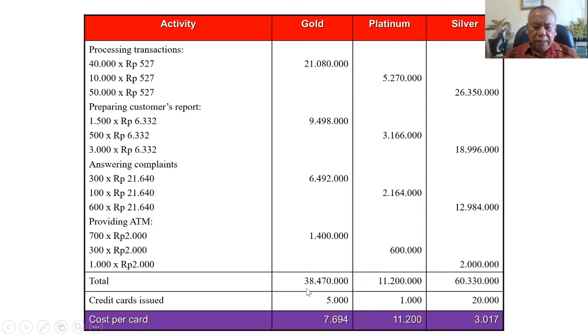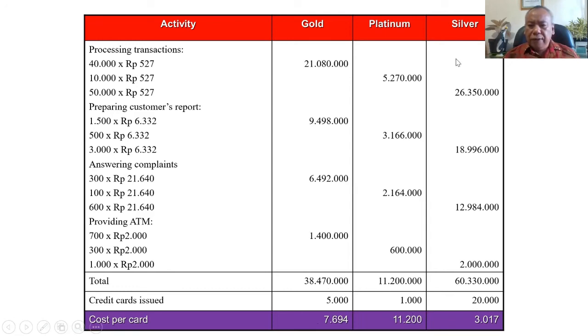We find 38,470,000 for gold, and then we divide it by the credit cards issued. So we find the cost per card, 7,694. And then we also total all costs of platinum. So we find 11,200,000, and then we divide it by the number of credit cards issued, 1,000. So we find the cost per card, 11,200.